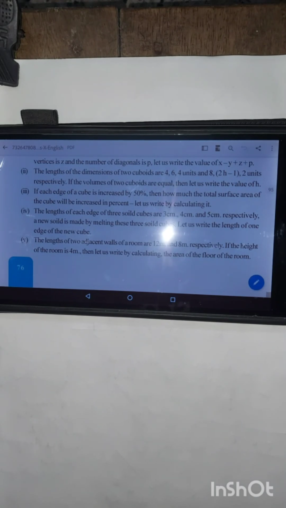Now question 2 says the lengths of the dimensions of two cuboids are 4, 6, 4 units and 8, 2h minus 1, 2 units respectively. If the volumes of the two cuboids are equal, then let us write the value of h.